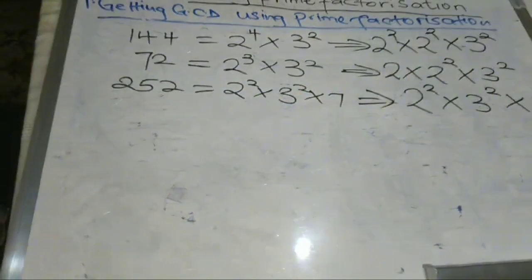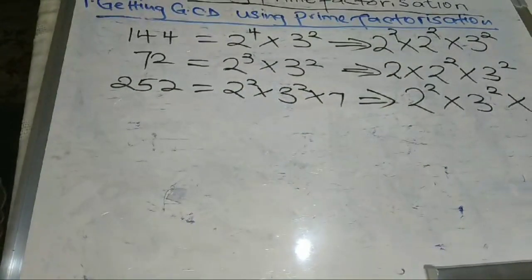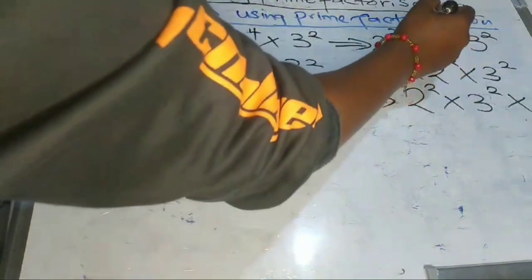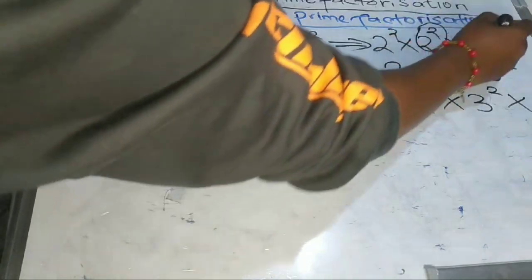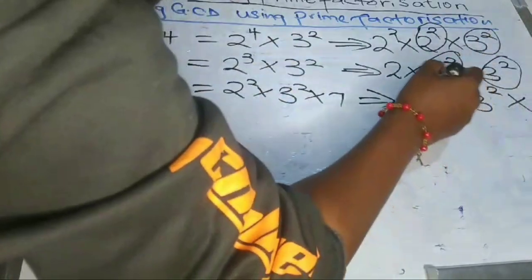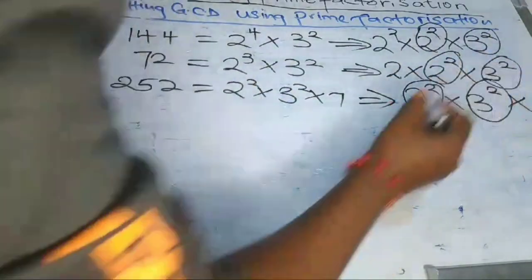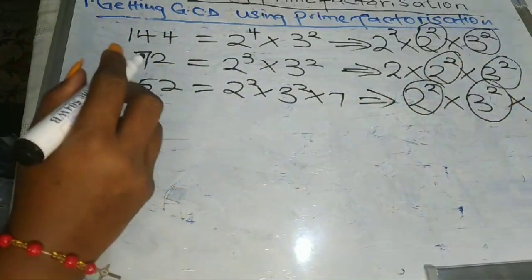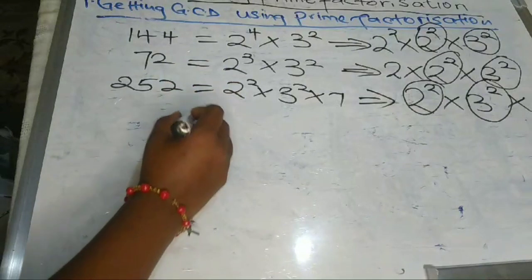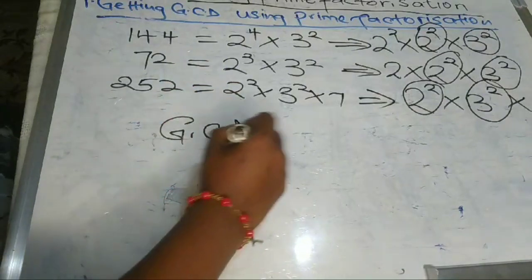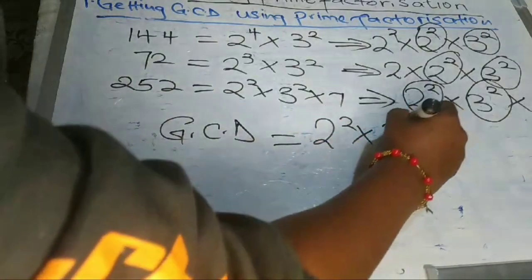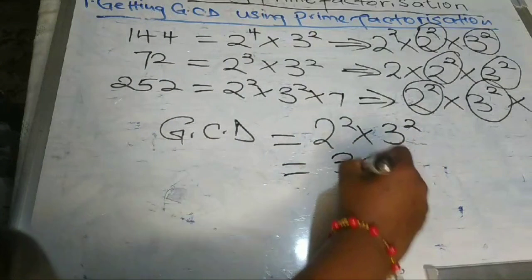So we are going to pick the common factors in all the three numbers, which are 2 power 2 and 3 squared, 2 squared and 3 squared, 2 squared and 3 squared. So all those numbers which are common in the three numbers are our GCD. So our GCD will be equal to 2 squared multiplied by 3 squared, which is equal to 36.